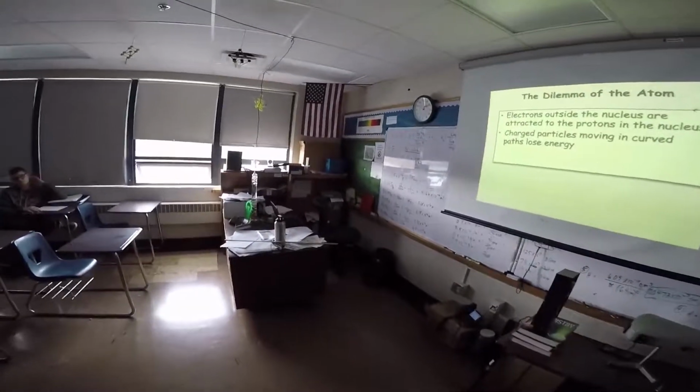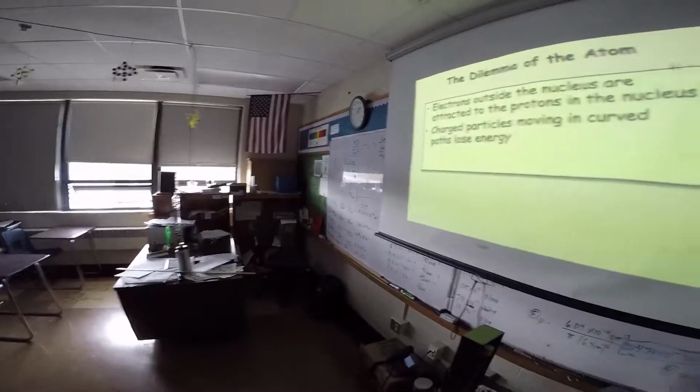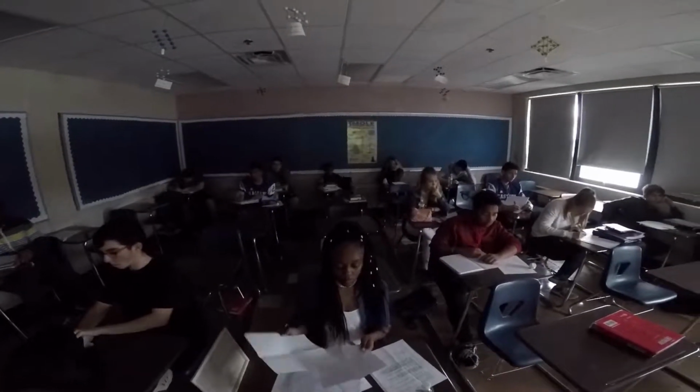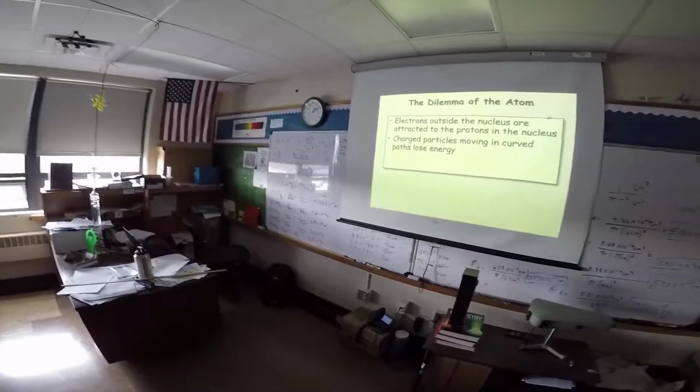This right here says charged particles moving in curved paths lose energy. So if it just kept moving in a curved path, like around a planet, it's going to lose energy. That's the reason why that model was dismissed. That is no longer accepted. The planetary model is dismissed because charged particles moving in curved paths lose energy.